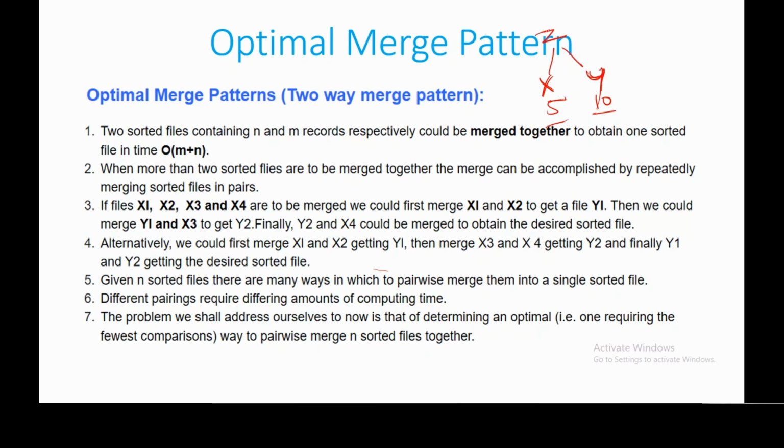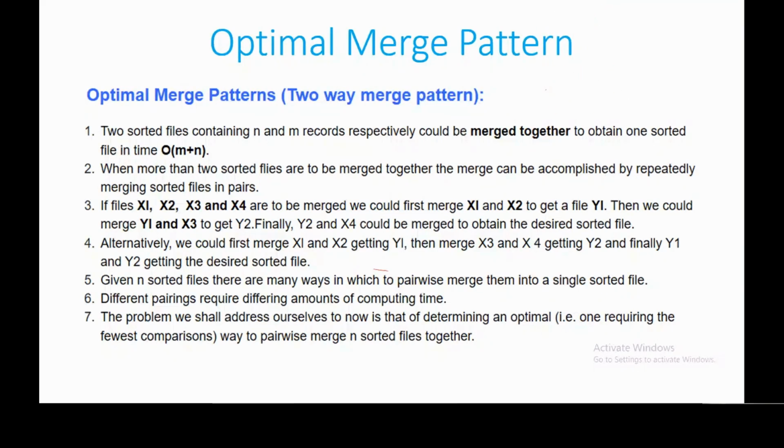So the total number of moves, meaning the total number of operations in the comparison in the merging process, will be 15, meaning we will have a new file of size 15. It is not a critical task here when we have only two files. We can merge x with y or y with x. It doesn't affect the result.